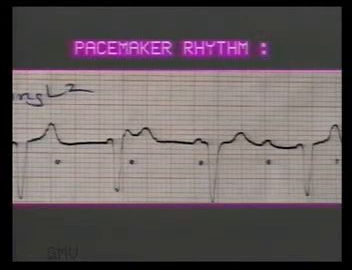Now note the P waves. P waves are seen at regular intervals and bear no relation to the pacemaker rhythm. The condition is complete heart block on pacemaker. We will be studying the heart blocks in the next chapter.